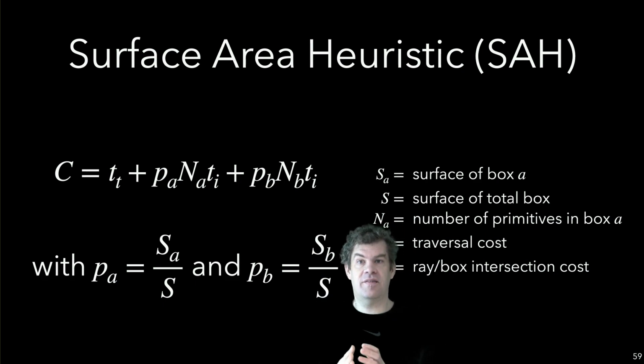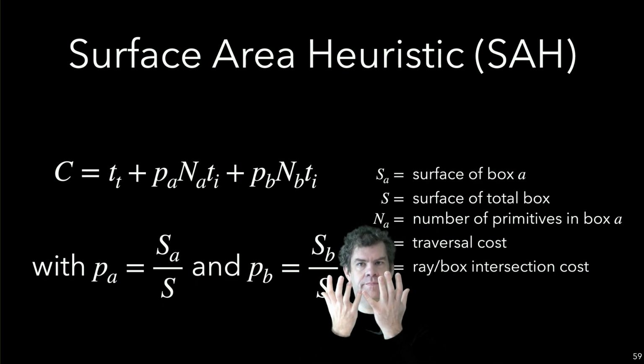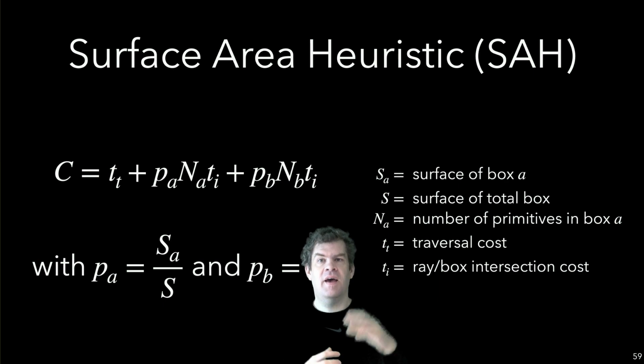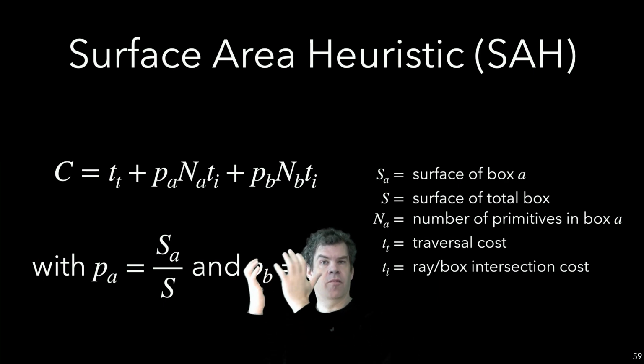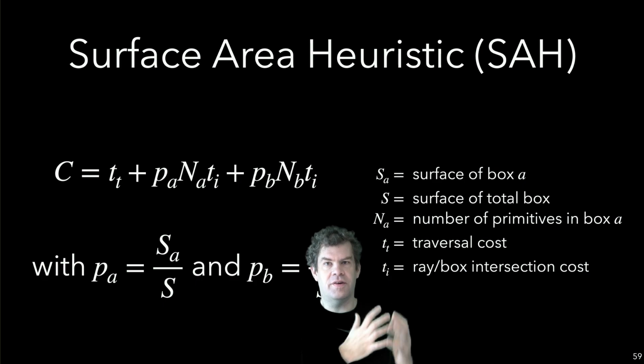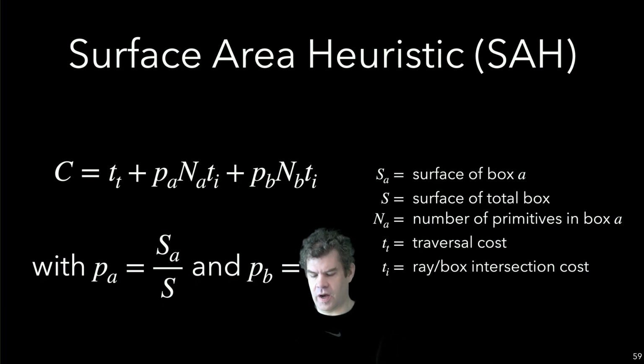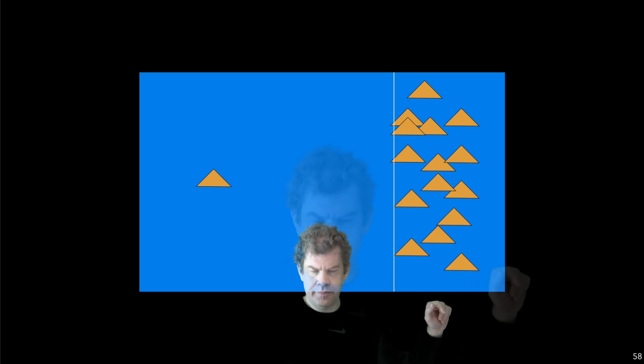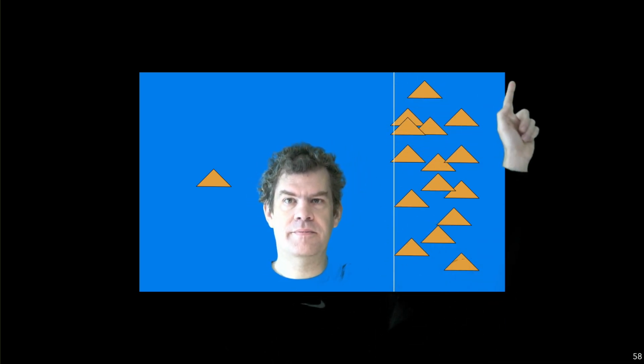Okay, what are SA and SB? S is the surface area of this cell that I'm currently in, or this box in 3D. And SA is the surface area of one side, and SB is the surface area of the other side. So if we go back to the previous slide, then this is a 2D depiction, and the surface area of this 2D thing would be, SA would be the whole, the complete blue area here, and SB would be this area here, right?